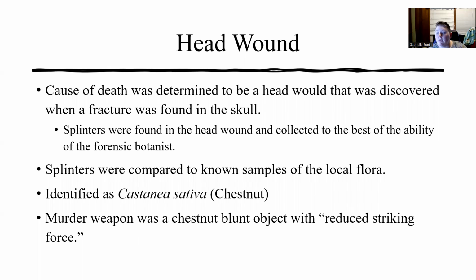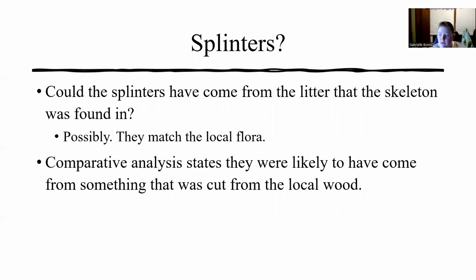And then the head wound was discovered as a fracture with several skull fragments, and there were splinters in between the seams of the skull fragments. The splinters were compared to chunks of wood that they had collected from the local flora, and it was identified as Castanea sativa, which is chestnut wood. And it was believed that this wood was the murder weapon that was used to murder this individual. It was believed to be a blunt chestnut object with quote unquote reduced striking force.